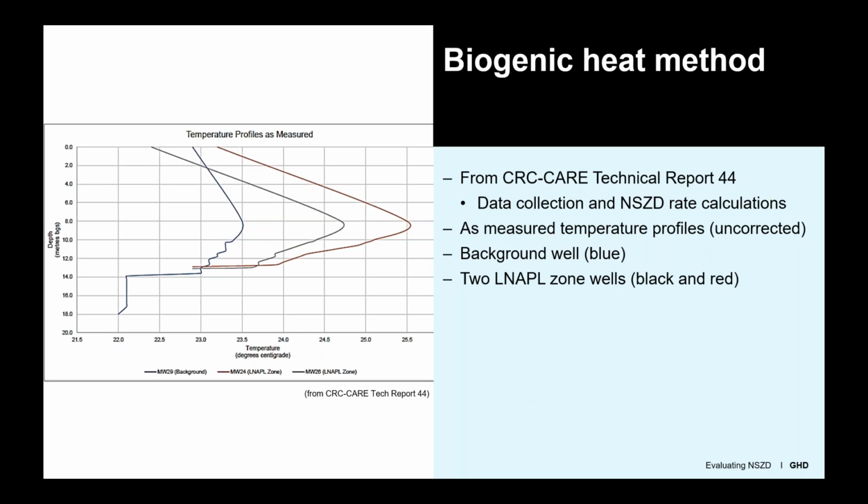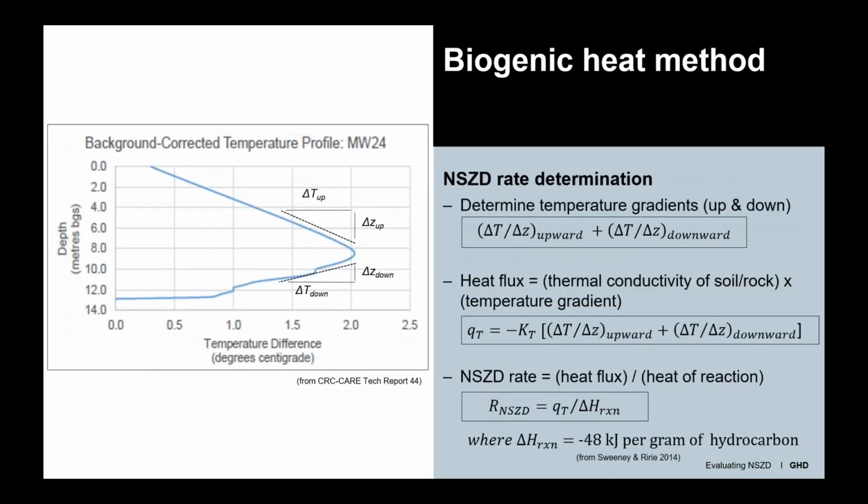All right, so we've got our background temperature profile, and we've got two temperature profiles as they're measured in the well. To correct for the background, we simply subtract the background temperatures from the well profiles. And this is an example of the results for MW24, which was the one on the right in the previous slide.